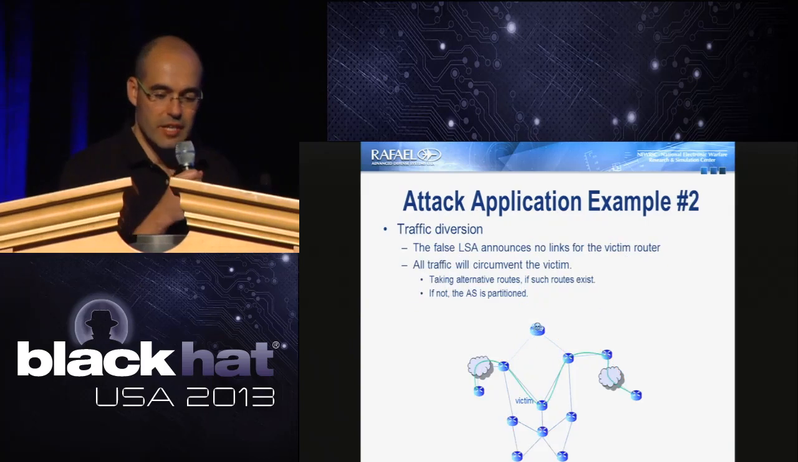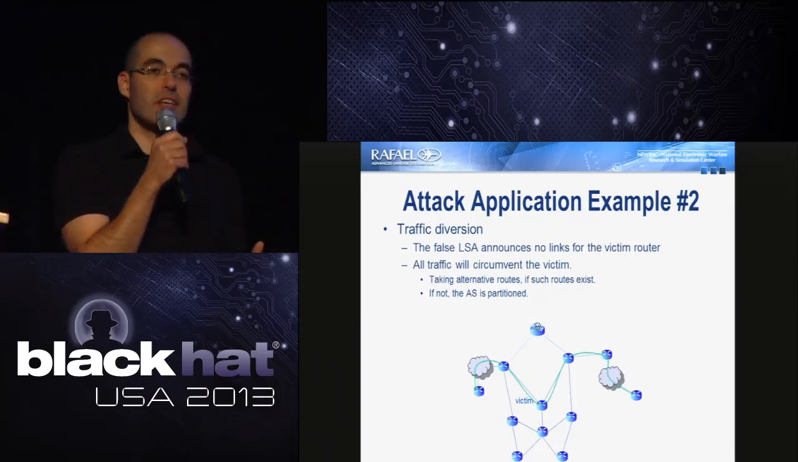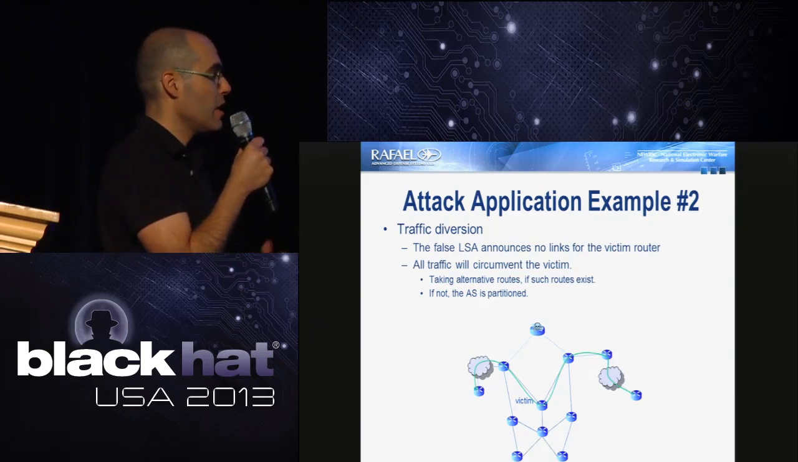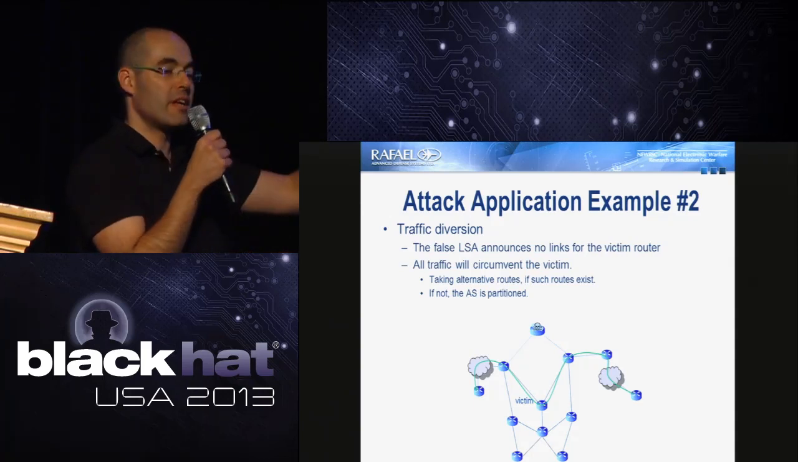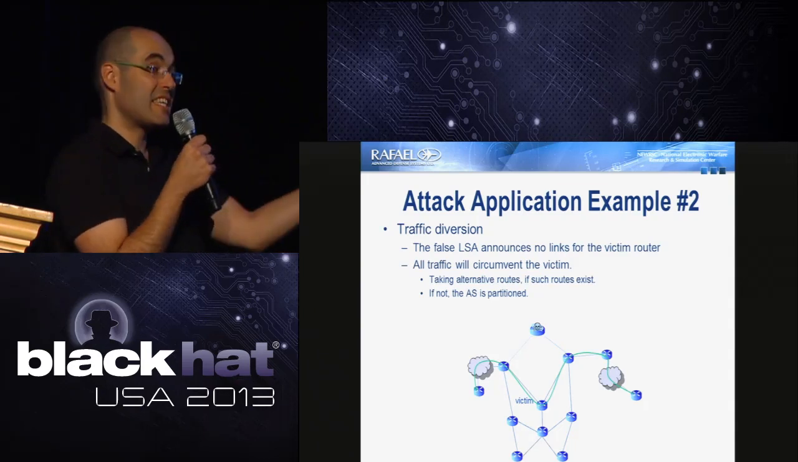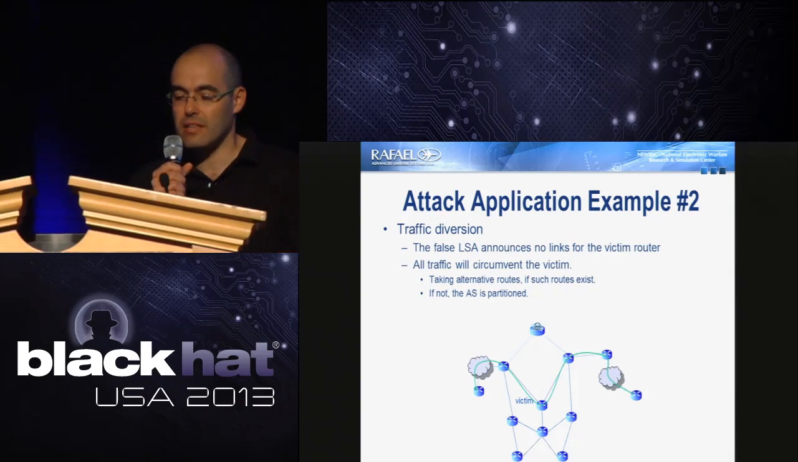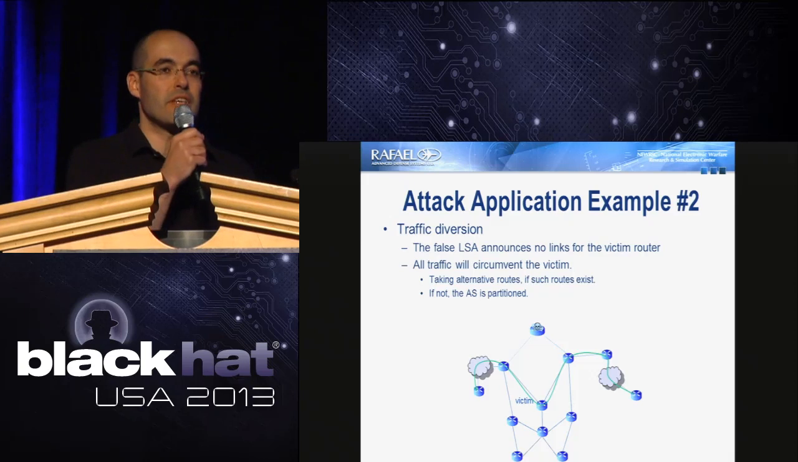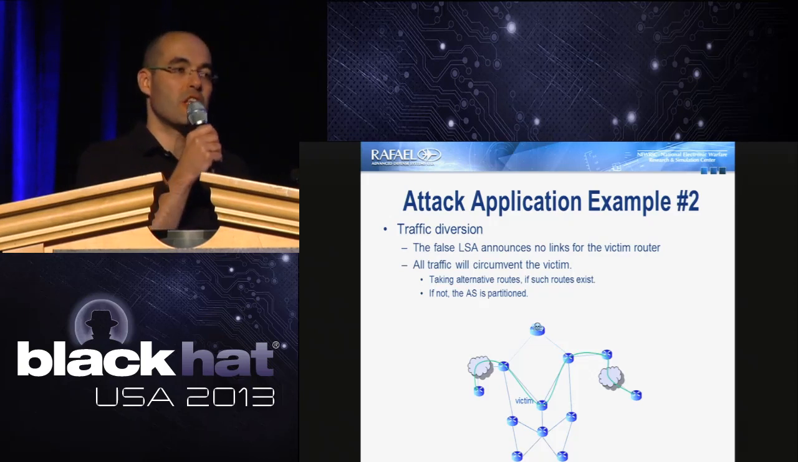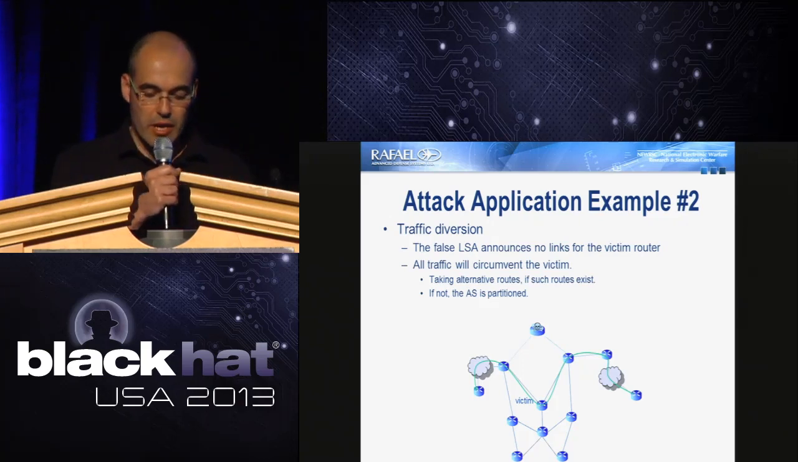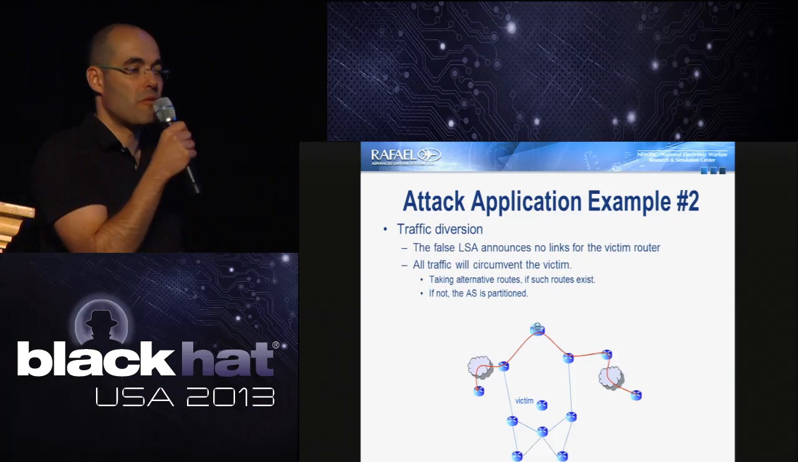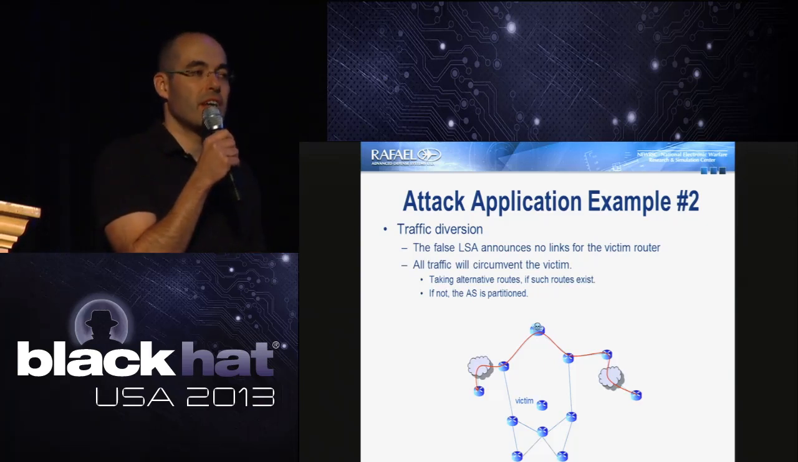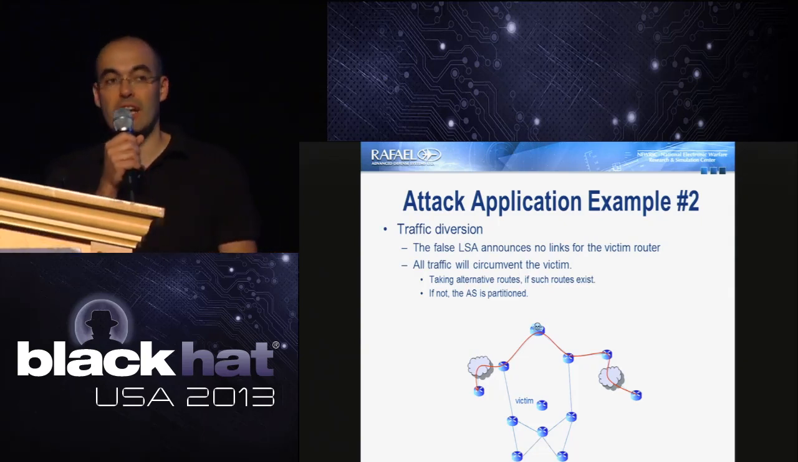Another example is traffic diversion, simply by changing the routes of the packets. For example, in this scenario, we have the green path, and let's say the attacker wishes to change it so that the new route will pass through it. In this particular scenario, what the attacker can do is send a false LSA on behalf of the victim router, saying that the victim router is now disconnected from the network. It has no links whatsoever. So it will simply advertise it, and the new route will actually traverse the attacker, and now the attacker can eavesdrop on the traffic or launch a man-in-the-middle attack.